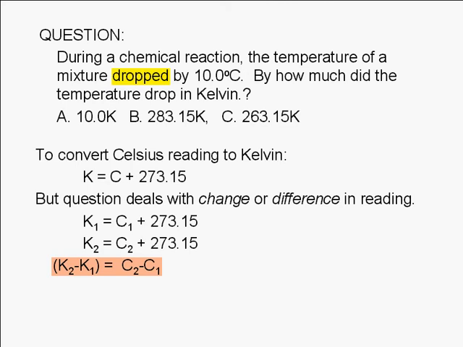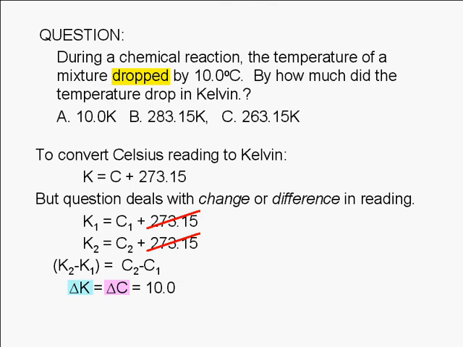Note that 273.15 cancels out when you take a difference between two temperature readings. It is customary to represent changes in quantities using the Greek letter delta. So we can say that the change in the Kelvin reading, delta K, is simply equal to the change in the Celsius reading, delta C. In other words, a degree change on the Celsius scale corresponds to a change of 1 Kelvin.